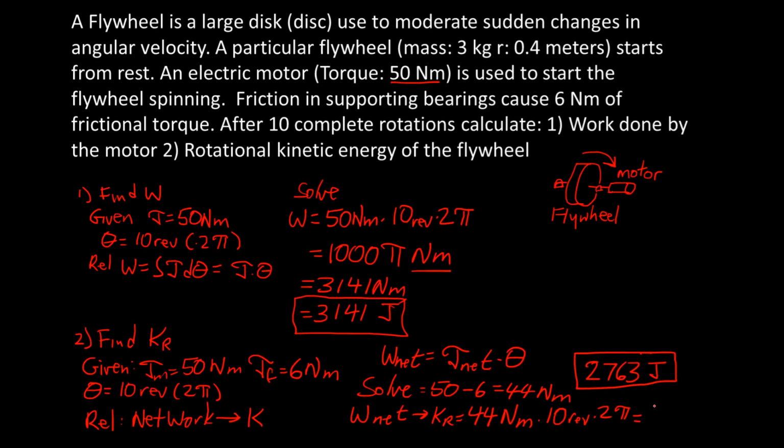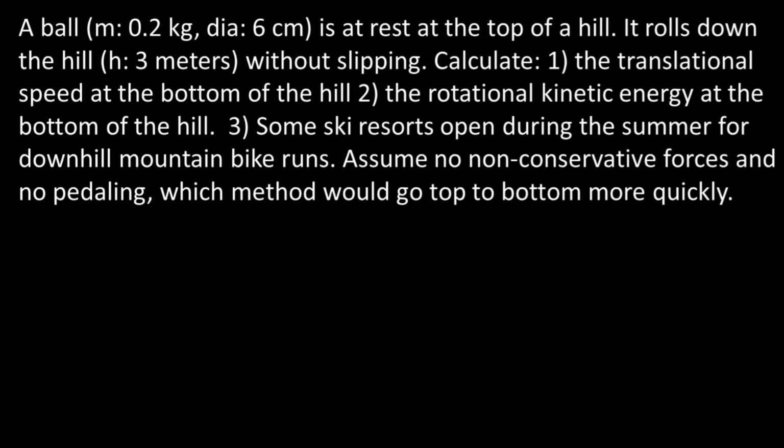Okay, so let's take a look at the next problem. All right, we have a ball, 0.2 kilograms, diameter 6 centimeters, at rest at the top of a hill. It rolls down the hill without slipping. The hill has a height of 3 meters. Calculate 1, the translational speed at the bottom of the hill, and 2, the rotational kinetic energy at the bottom of the hill. Then we got 3.